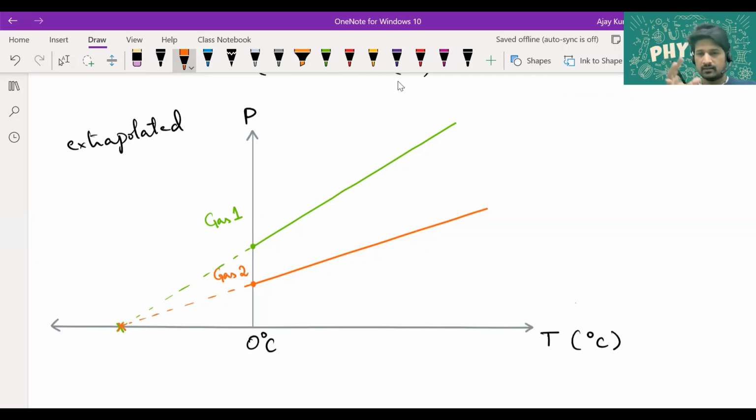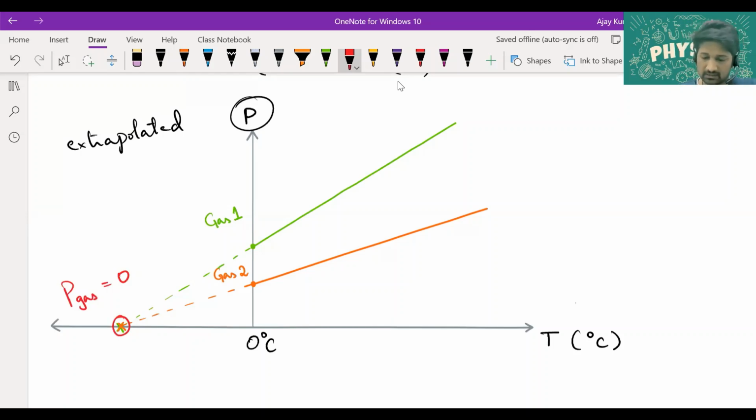Graph cutting the x-axis means what? Y coordinate becoming 0. What is on the y-axis? Pressure. So at this particular point, the pressure of the gas becomes 0.